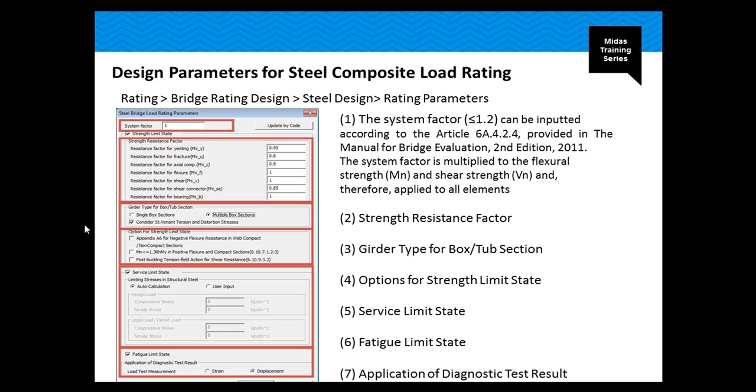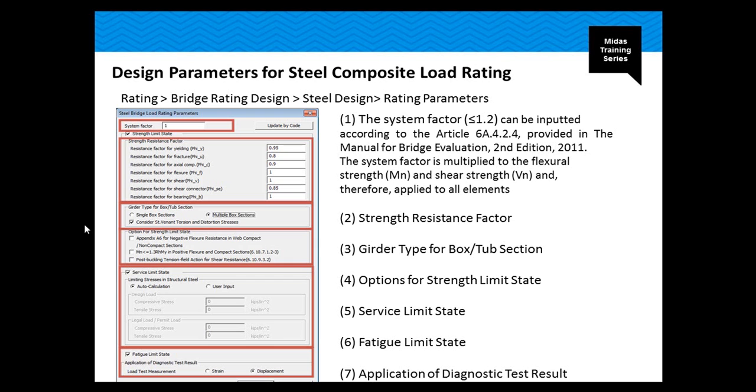Then you have the girder type for box or top sections. In this case, we have an I girder, but in the case that you want to use the box girder type or top, you have the option of defining whether it's a single box section or a multiple box sections, and you can also consider the St. Venant torsion and distortion stresses if you want. So as you can see, the program really gives you different types of analysis options for, in this case, steel bridges, and it can consider all the parameters in the rating for this particular type of analysis.